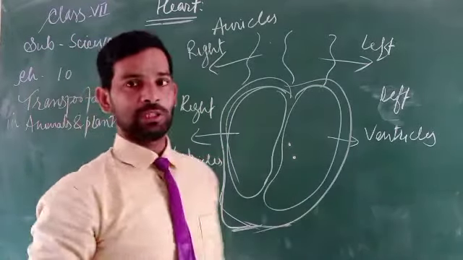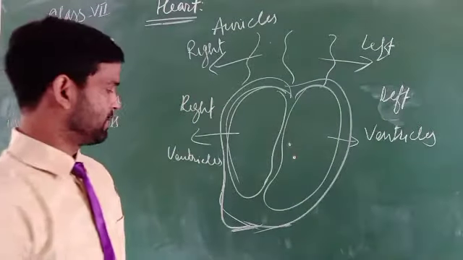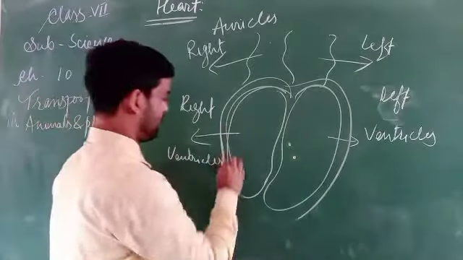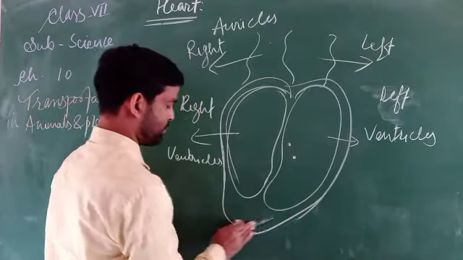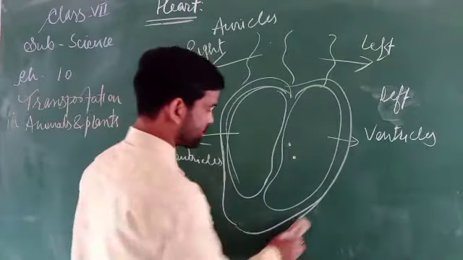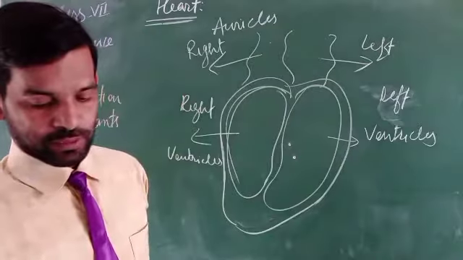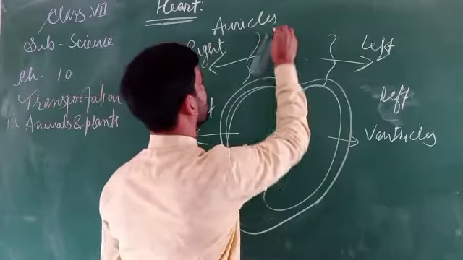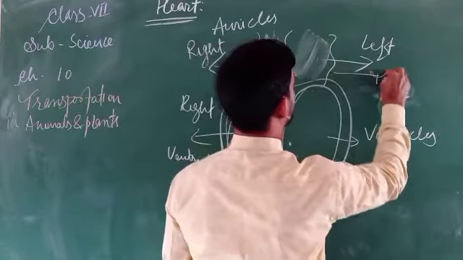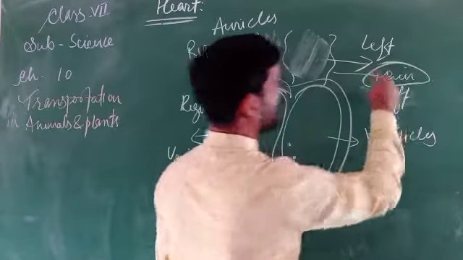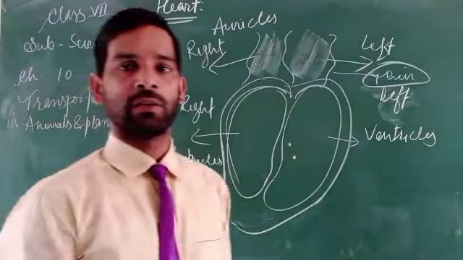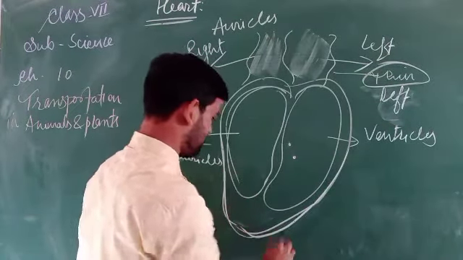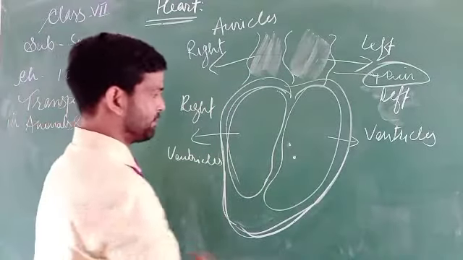So these four chambers are responsible for supplying and receiving the blood. You know very well, these two chambers have thin walls, from where the blood can be supplied.